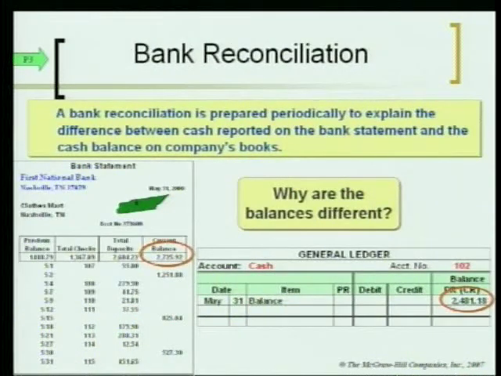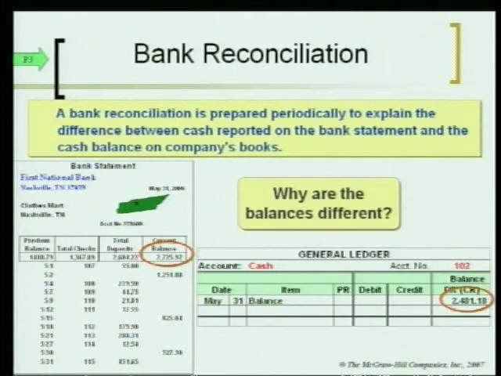Now, here on this screen on the left is a bank statement. And the bank says that your balance at the end of May 31st is $2725.92. Well, then you go over to your T account, or your ledger, which is on the right side, and it says at the end of May that you have $2481.18. Why are those balances different? Well, there's a number of reasons why, isn't there?